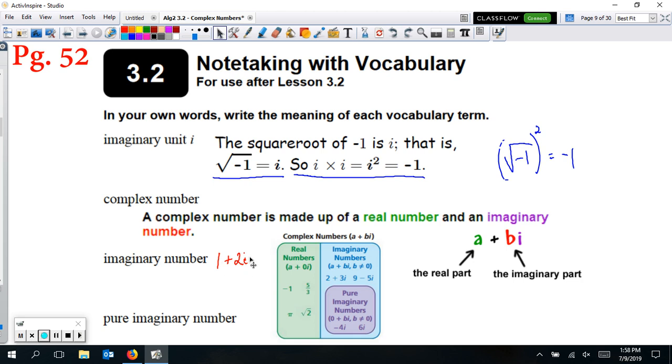So you can say 1 plus 2i is an imaginary number. But if we just want to talk about a pure imaginary number, then that would be what this part is. The imaginary part here is the pure imaginary number. So that basically means if your real part is 0, then there's no real part, it's only imaginary. So it's just a pure imaginary number, like 2i. So it'd be like 0 plus 2i is still just 2i. So it's a pure imaginary number.